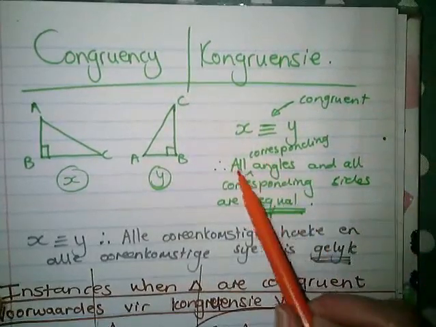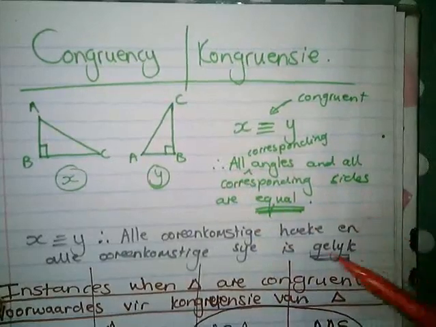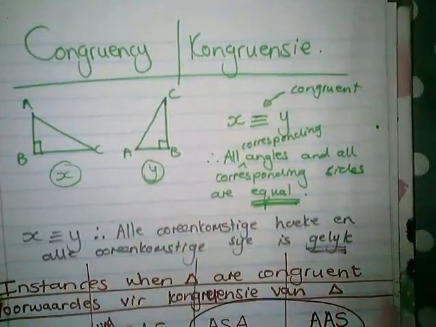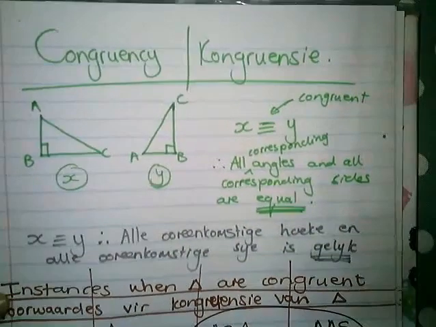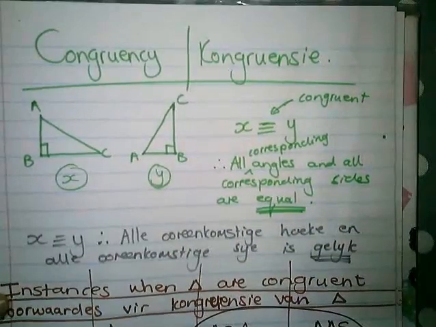So all corresponding angles and all corresponding sides are equal. Alle ooreenkomstige hoeke en alle ooreenkomstige sye is gelyk, dan het ons twee congruente driehoeke.